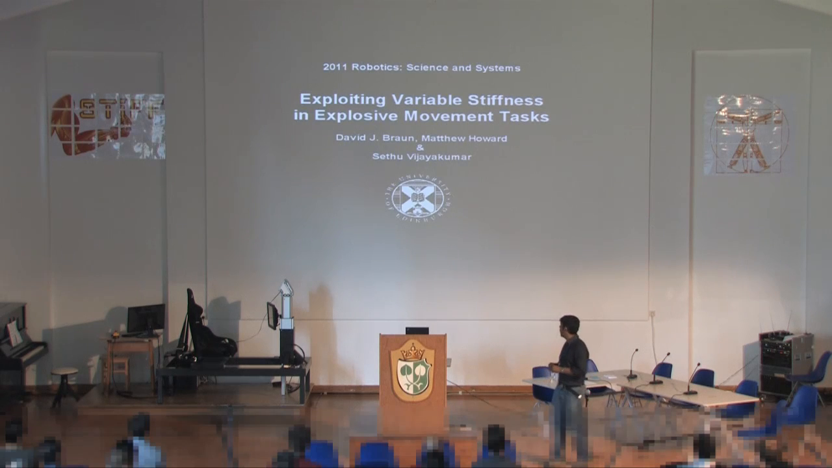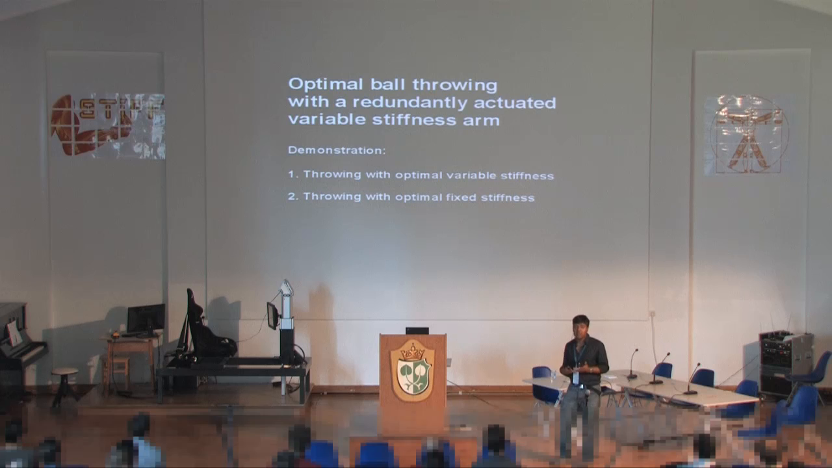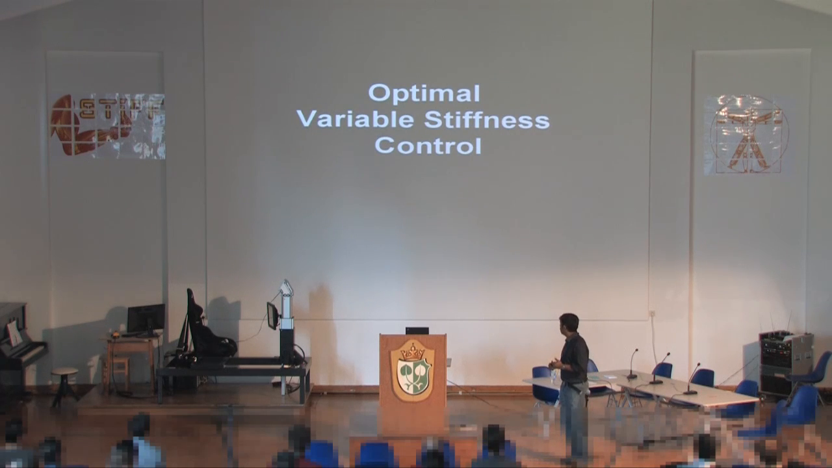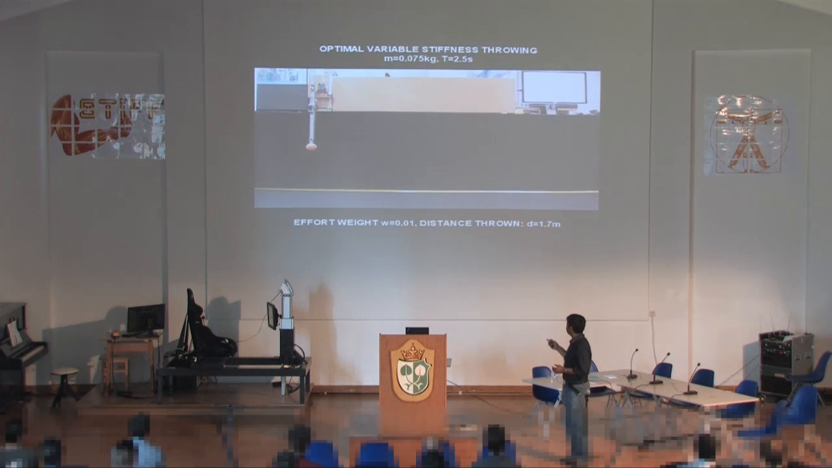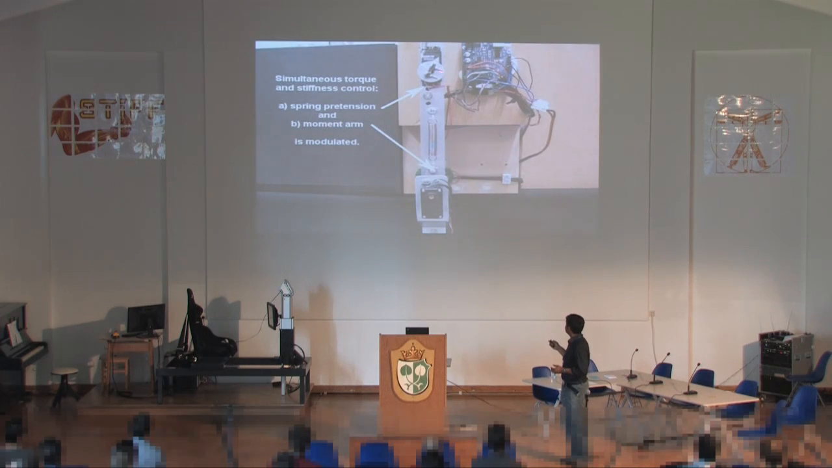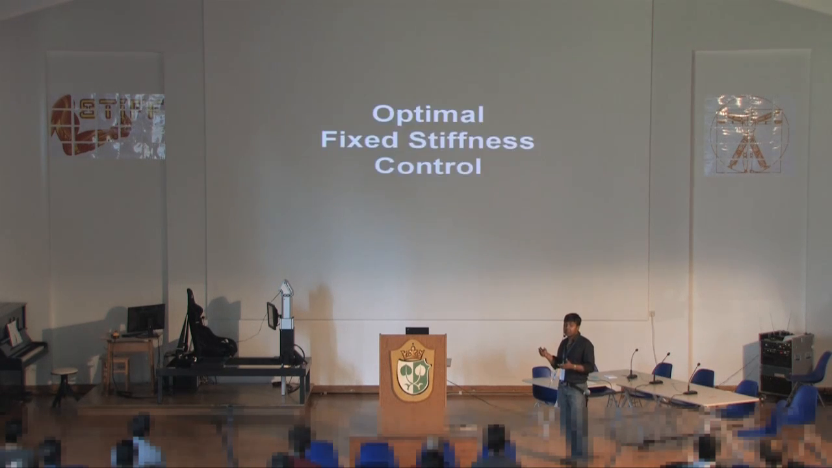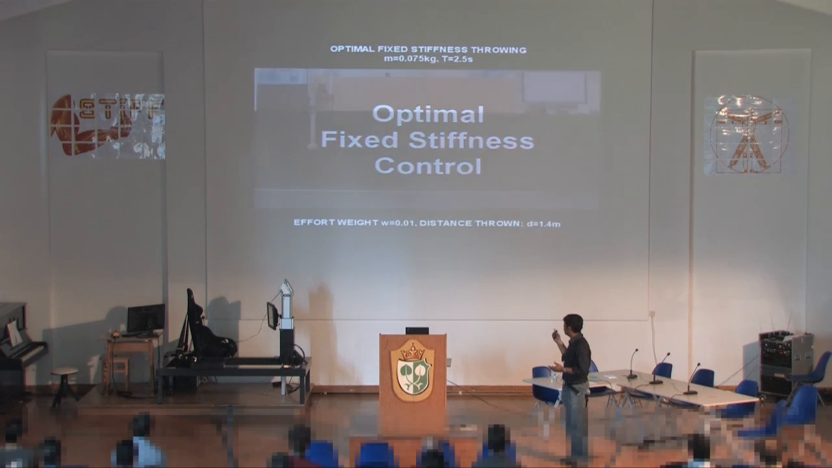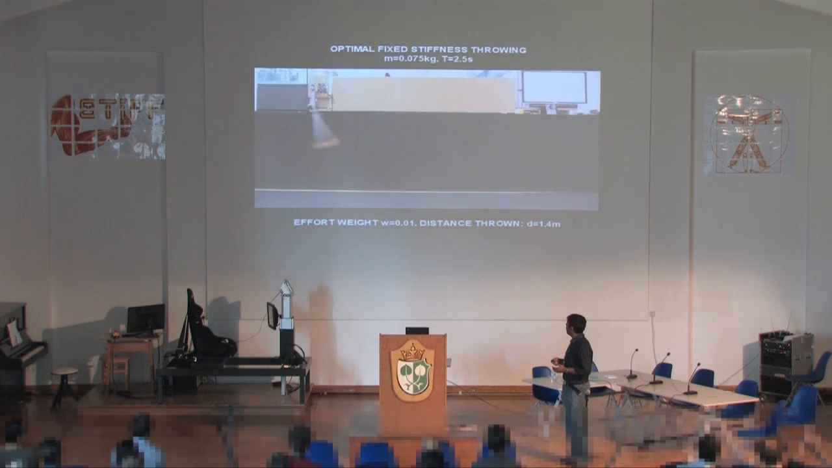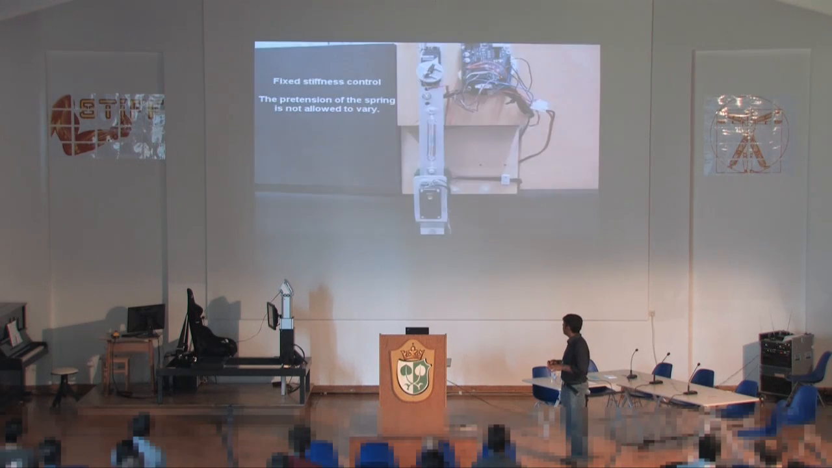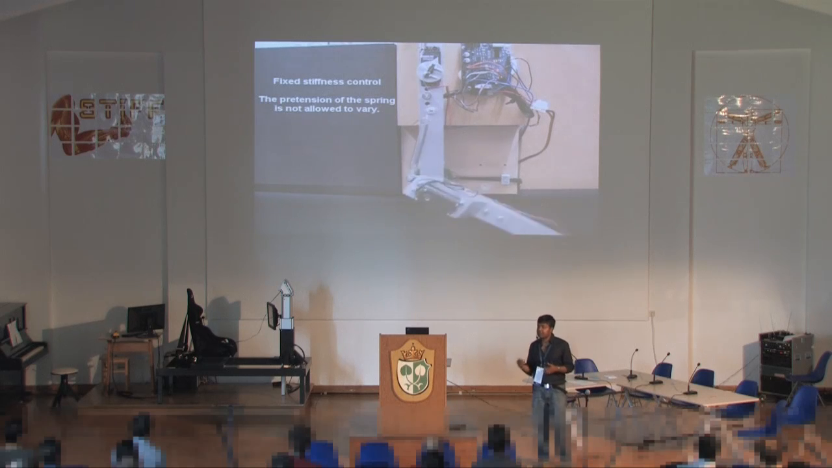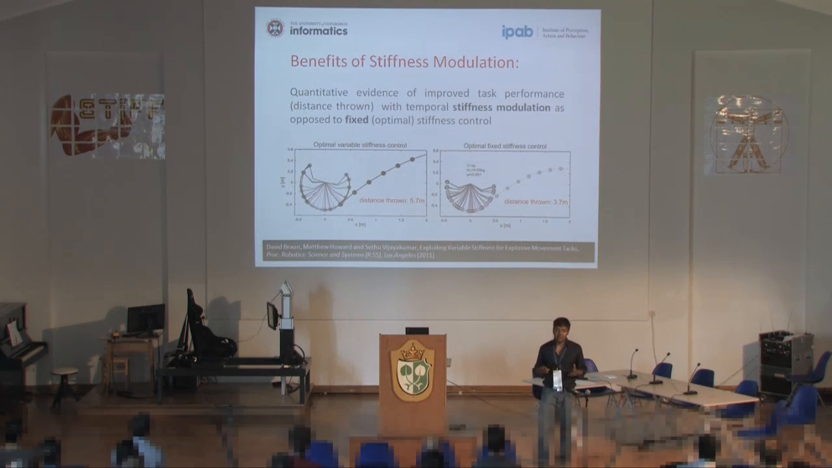When we allowed the stiffness to vary, we got increased task performance. So, for example, you'll see first, this is with optimal variable stiffness. And you'll see in a close-up that both the motors move. So now the pre-tensioning as well as the equilibrium position control motor moves. But in the second one, this motor won't move. Everything else, the cost, is exactly the same, but the distance thrown is much less. So that's fixed. This is a nice illustration that varying impedance is a good thing to do, and here's a quantitative example of that.